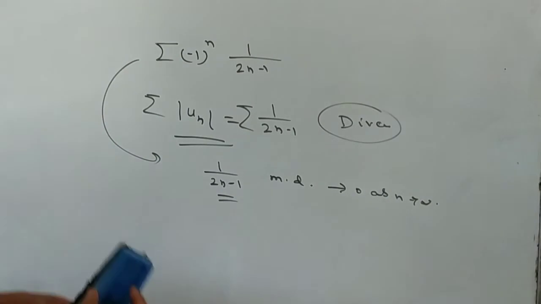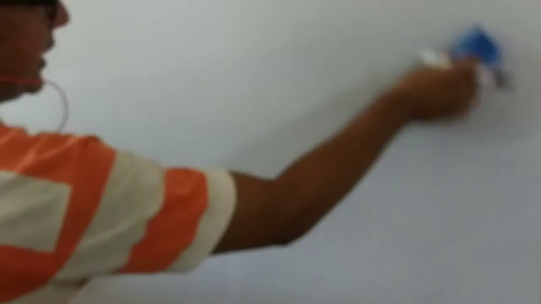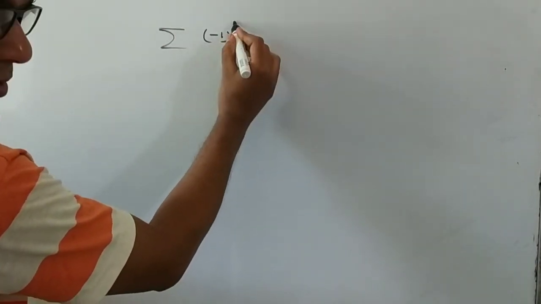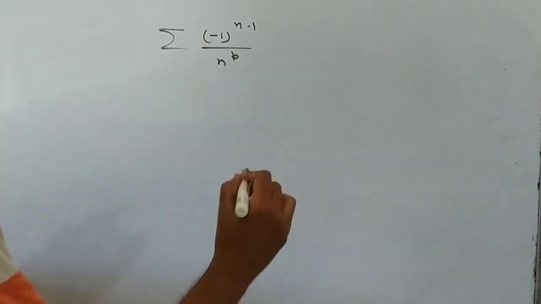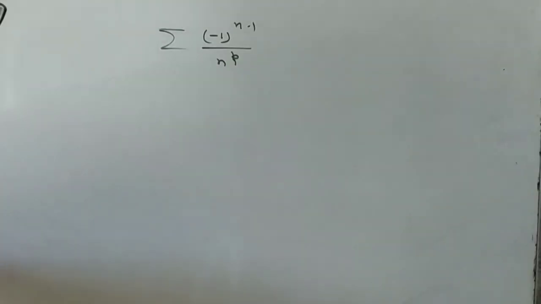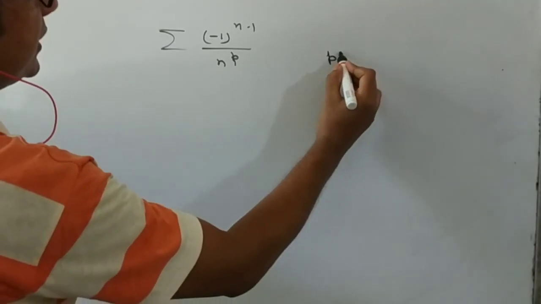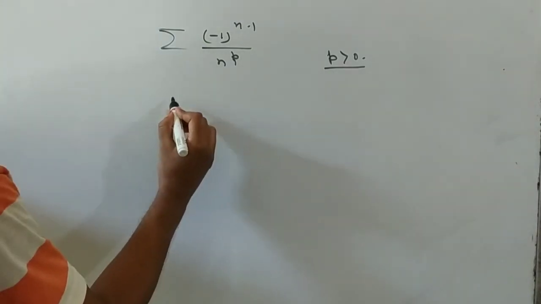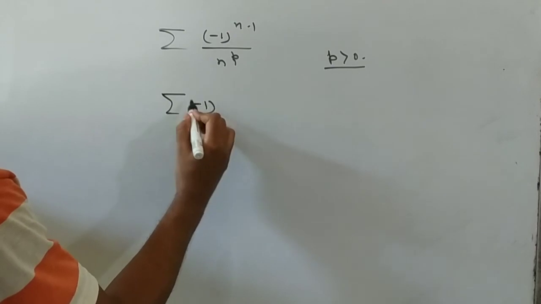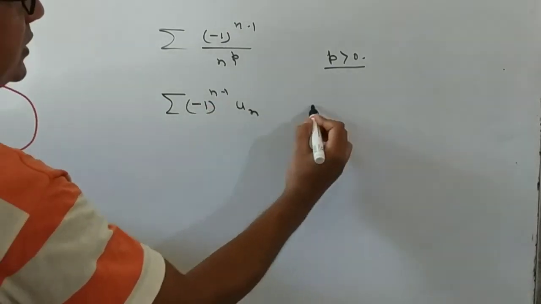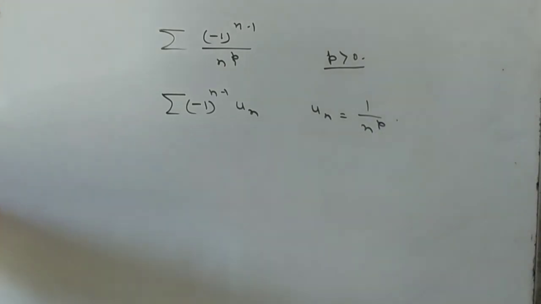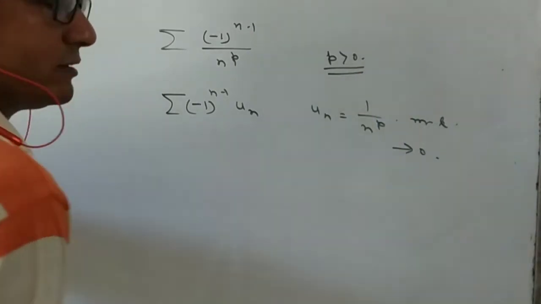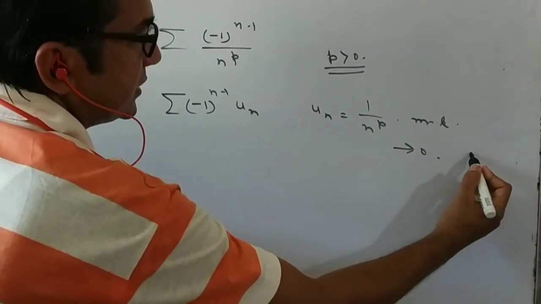And another important example we take here: summation of minus 1 to the power n minus 1 by n to the power p. If we take p greater than 0, then this series is an alternating series, and taking this as un, un equals 1 by n to the power p. So this is monotonic decreasing and tends to 0 because p is greater than 0. So by Leibnitz test, this is convergent.